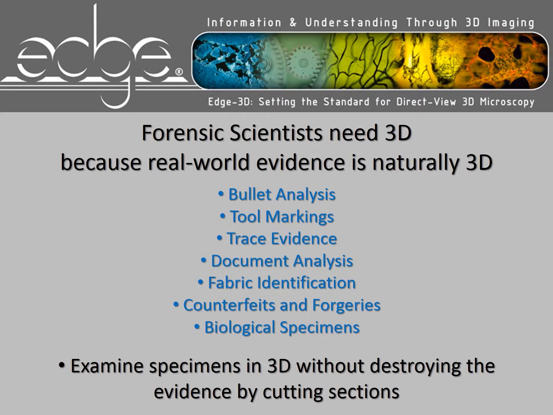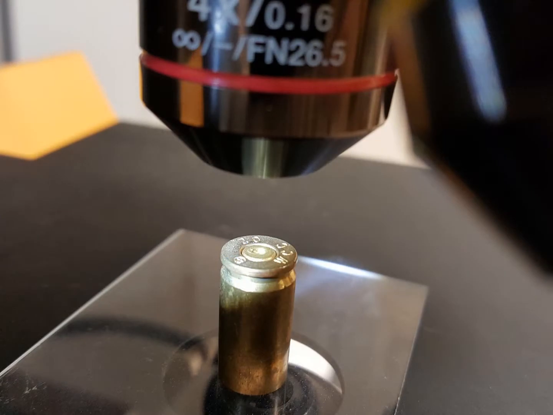Another reason forensic scientists need 3D is that real-world evidence is naturally three-dimensional. Things like bullet analysis, tool markings, trace evidence, document analysis, fabric identification, counterfeits, forgeries, and biological specimens. These samples are all naturally three-dimensional. To be able to examine specimens in 3D without destroying the evidence by cutting sections gives the observer a tremendous advantage. Let's look at the shell casing of a bullet with the Edge 3D microscope.